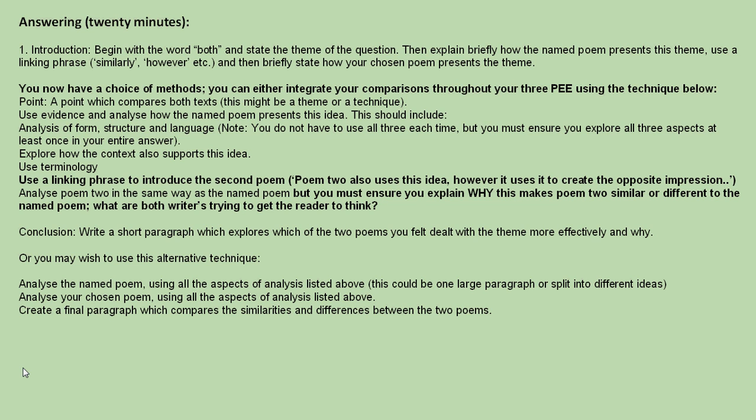The alternative method is you analyse the named poem, use all aspects of the analysis listed above. This could be one large paragraph or split into different areas. Then analyse your chosen poem, use all the aspects of analysis listed above, and then a final paragraph which compares the two. That's a little bit clunkier, but at least then you know that you've covered all of the things. But again, I recommend the first one, but it is a little bit more in depth, a bit more challenging.